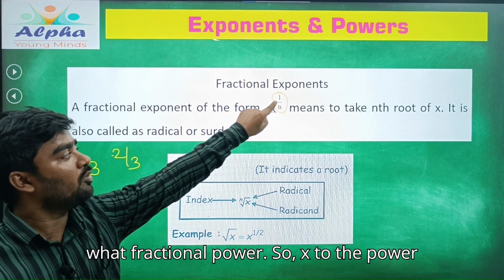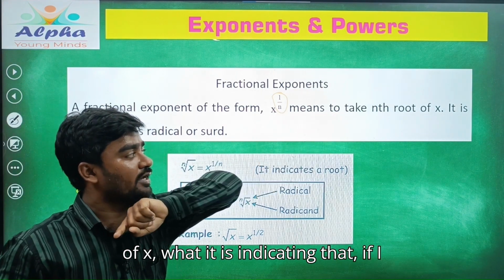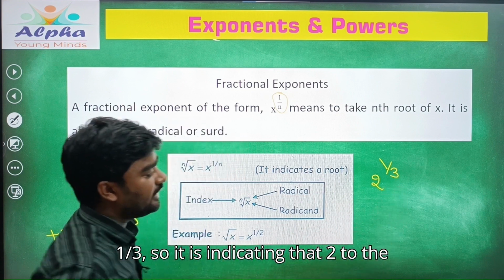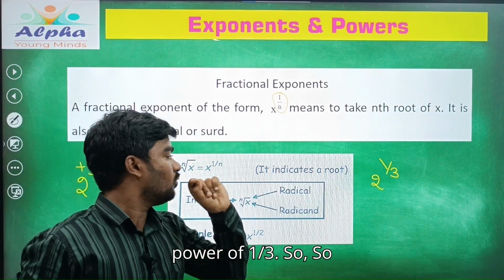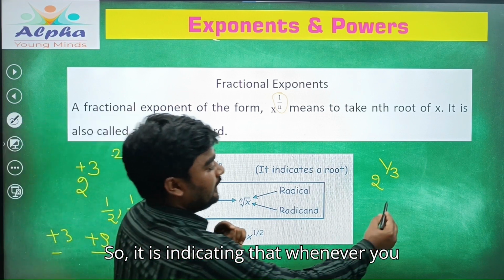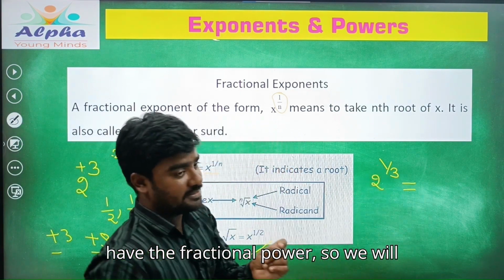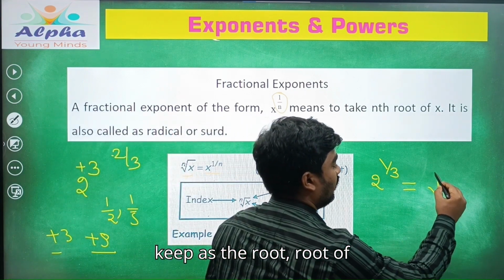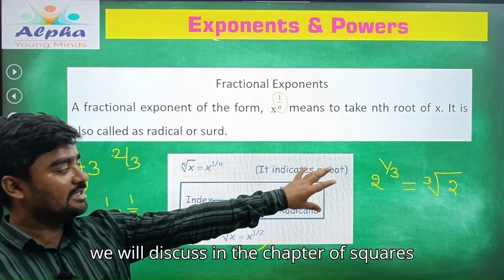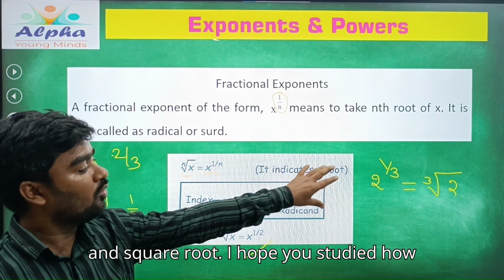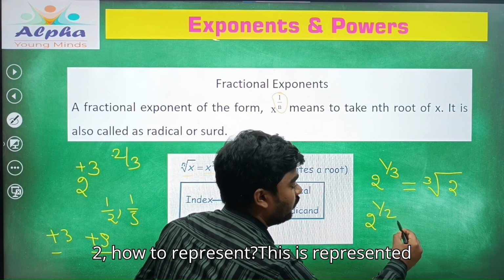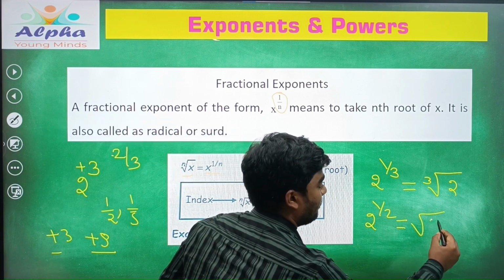Fractional power. So x to the power of 1 by n means to take the nth root of x. If I write 2 to the power of 1 by 3, what does 1 by 3 mean? Whenever you have a fractional power, we keep the root of 2, and the denominator, 3, we keep here as the root index. We will discuss this in the chapter on squares and square roots. I hope you studied how to represent this. For example, for 1 by 2, how do we represent it? It is represented as root 2.